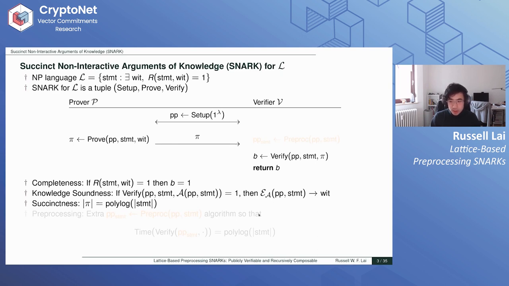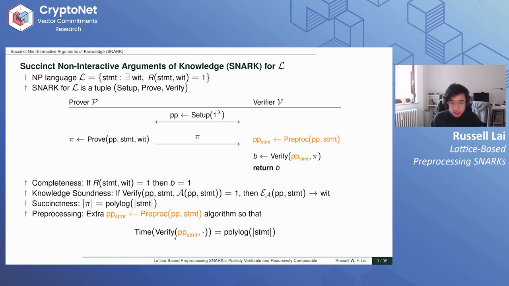And in the literature, usually when people talk about succinctness, they actually mean an even stronger property, which I refer to as preprocessing. Preprocessing here means that there exists an additional algorithm, the preprocessing algorithm, which allows the verifier to preprocess the statement for which it anticipates a proof. And then afterwards, the verification of proofs for this particular statement could be done much faster. Concretely, it can be done in time also polylogarithmic in the statement size. So not only is the proof itself short, namely polylogarithmic in the statement size, but the time needed to verify it is also polylogarithmic in the statement size.